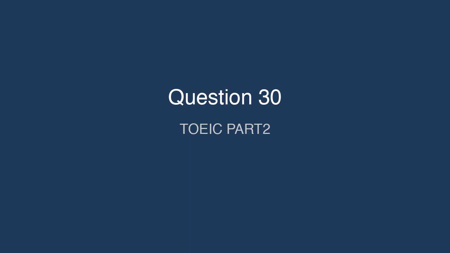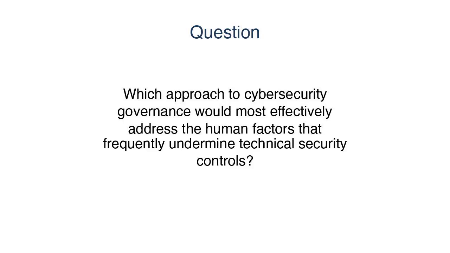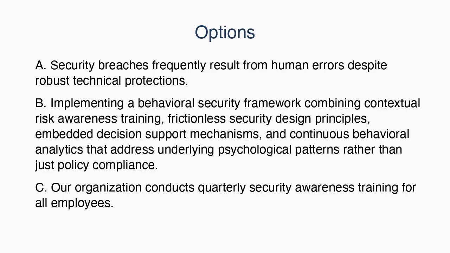Question 30. Which approach to cybersecurity governance would most effectively address the human factors that frequently undermine technical security controls? Here are your options. A. Security breaches frequently result from human errors despite robust technical protections. B. Implementing a behavioral security framework combining contextual risk awareness training, frictionless security design principles, embedded decision support mechanisms, and continuous behavioral analytics that address underlying psychological patterns rather than just policy compliance. C. Our organization conducts quarterly security awareness training for all employees.